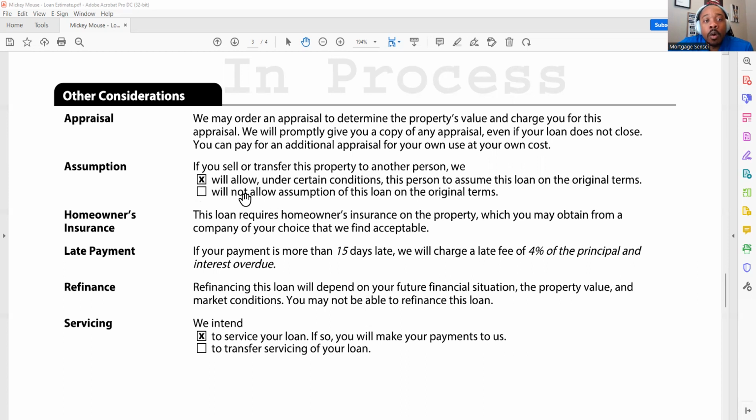And then, of course, if it's checked no, they will not allow assumption, meaning that the new buyer has to fully qualify. Or let's say in a scenario where you transfer the property, right? So you own this home and you're making your monthly payments and you want to transfer the property to your children, right? You want to just give the home to your children, your grandchildren, or any significant other, whoever you care about, your loved one. Well, you can do that and they could qualify for the same terms and conditions that are already on the home. That's what assumption means.